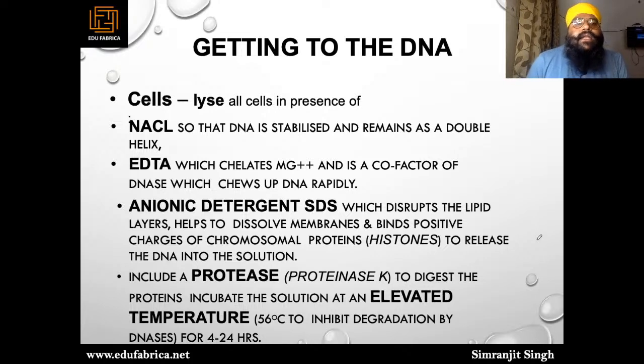So how to get the DNA? You take your cells and lyse all cells in the presence of sodium chloride, NaCl, which actually helps to stabilize your DNA, and your DNA remains a double helix because of NaCl. Then comes EDTA, which chelates the magnesium ions present, which are a cofactor for DNases that chew up the DNA rapidly. So it helps in chelating and removing the magnesium ions.